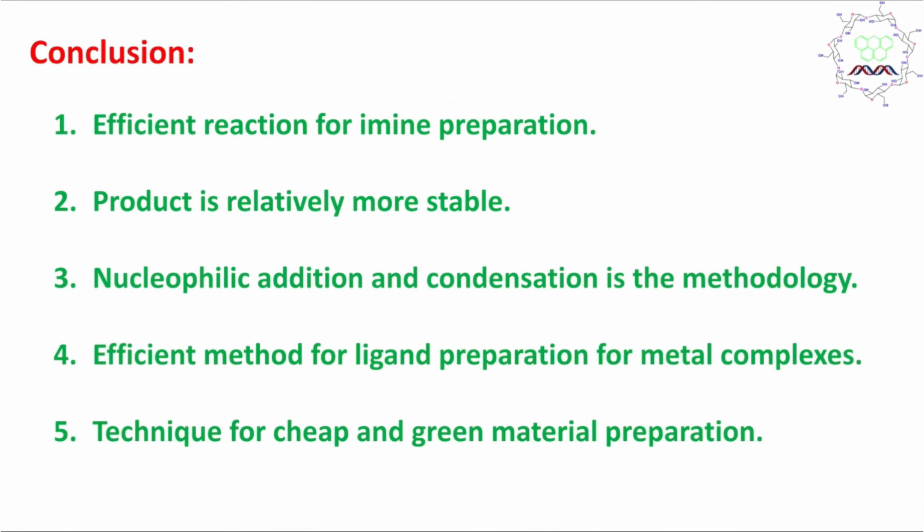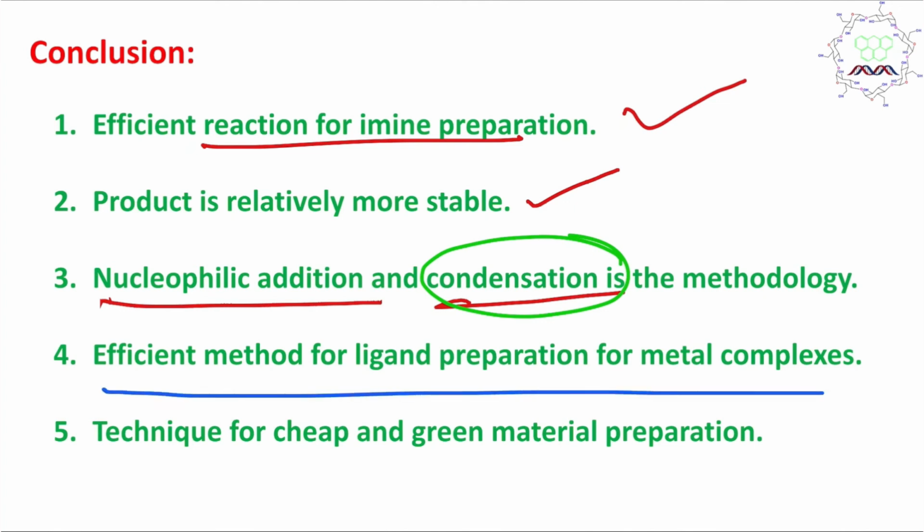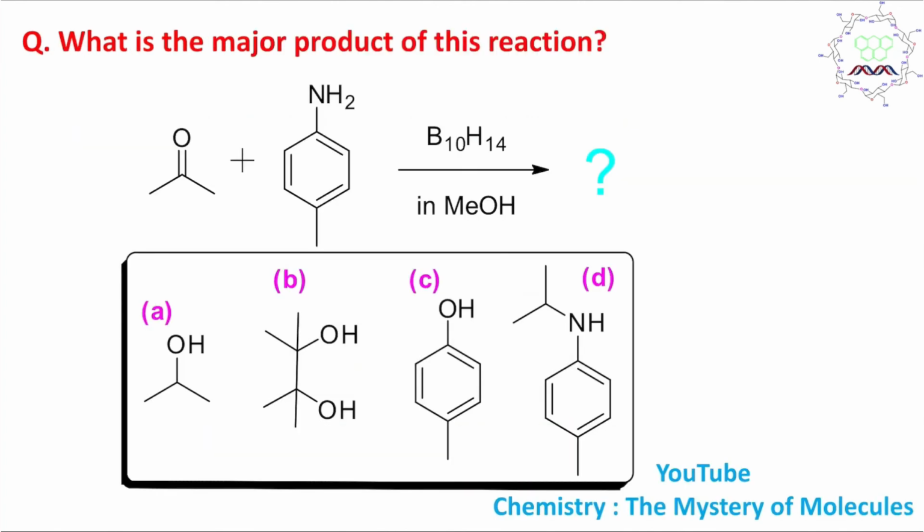So in conclusion, what we have learned: it's an efficient reaction for imine preparation and the product is very stable, relatively more stable compared to the carbonyl derivative, and the reaction happens by nucleophilic addition and condensation, and ultimately water removal happens. Condensation means water production during the reaction. Now this is an efficient method for ligand preparation for metal complexes. I have shown Jacobsen epoxidation, and finally it's a technique for cheap and green material preparation like covalent organic frameworks.